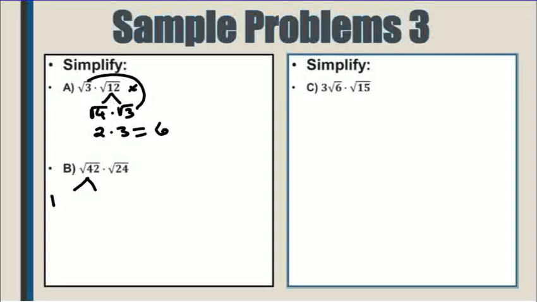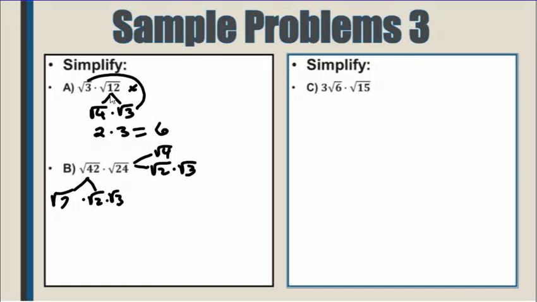This one, square root of 7 times the square root of 2 times the square root of 3. There's your 42, because 7 times 6 is 42. This one, I would have the square root of 4 times the square root of 2 times the square root of 3, because 4 times 6 is 24.